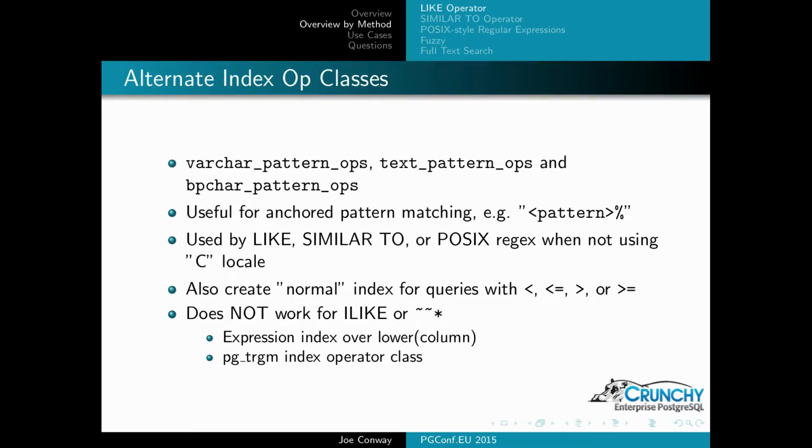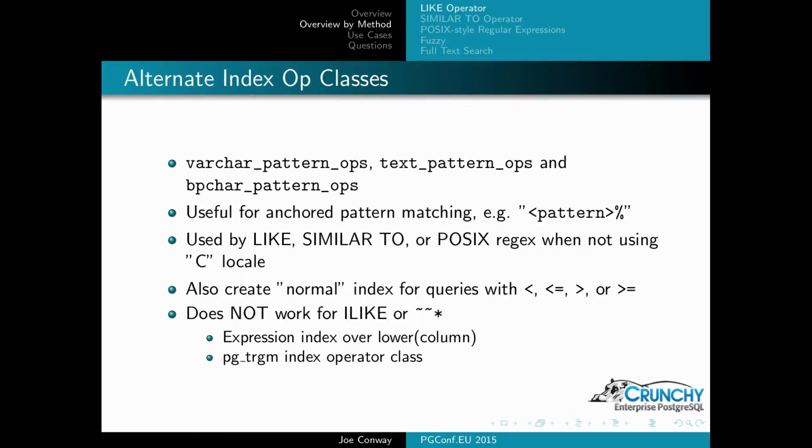And if you're using something other than the C locale, those anchored patterns cannot use the standard B-tree index. So the solution to that is to build the index with these alternate op classes. There'll be examples of that later in the talk, showing how to do that exactly.